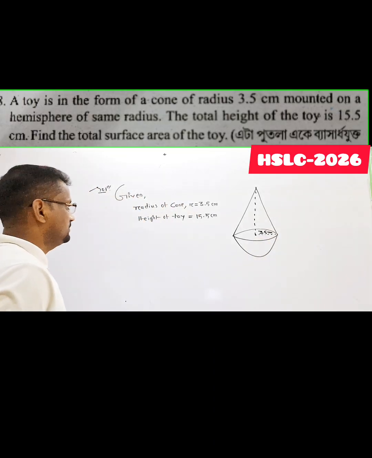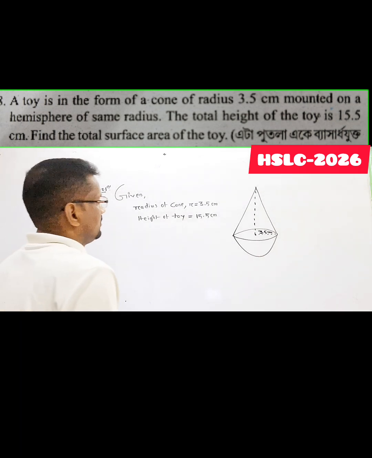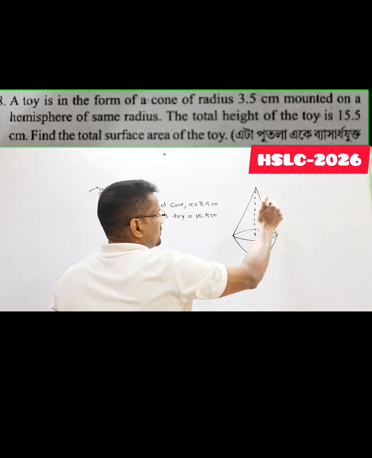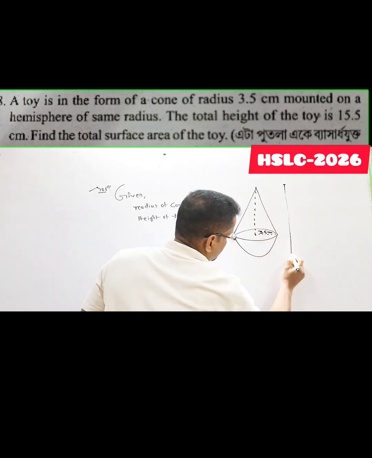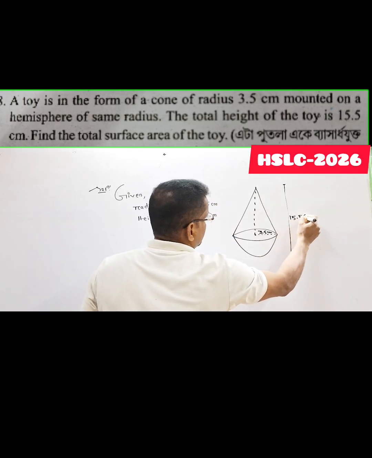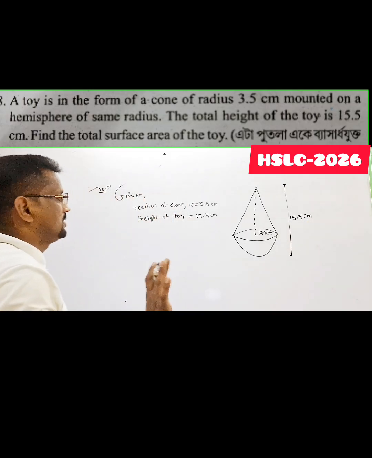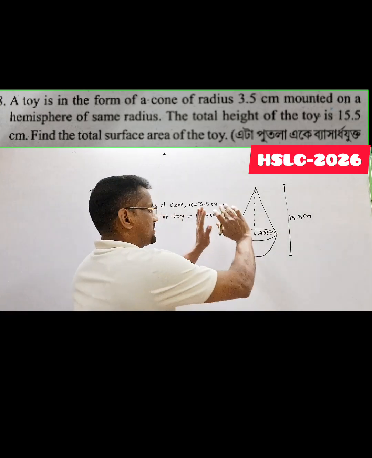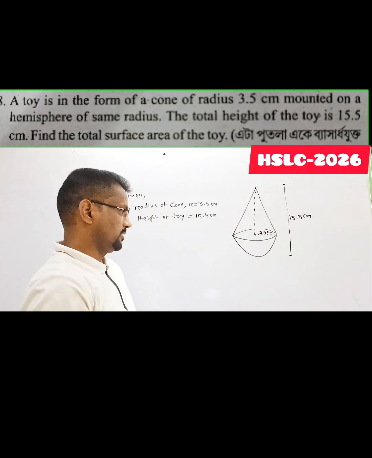Next, height of the toy. So don't get confused here. It is height of the toy. It's not height of the cone. So height of the toy means from here up to this. This height is given as 15.5 centimeter. Only this information is given to you. And you are to find out total surface area of the toy. So total surface area of the toy is what we have to find out.